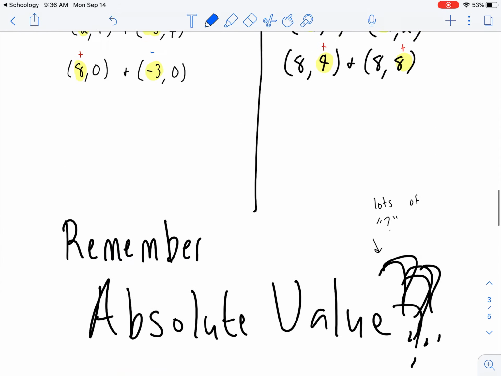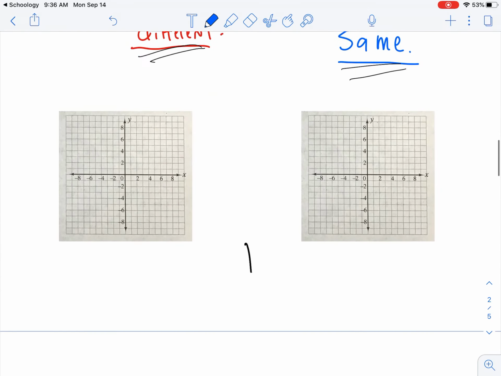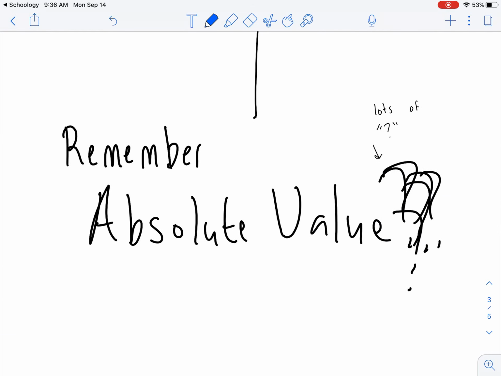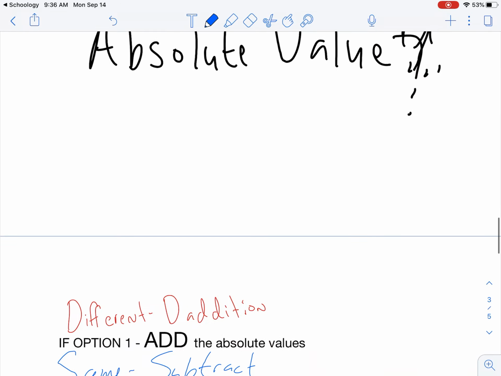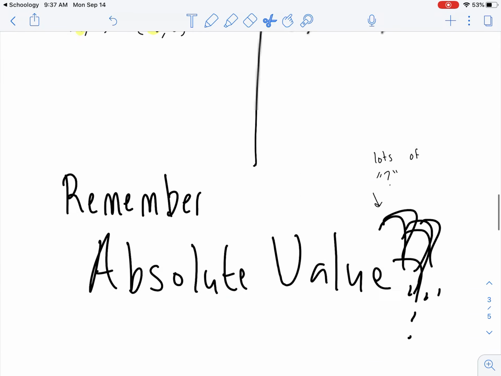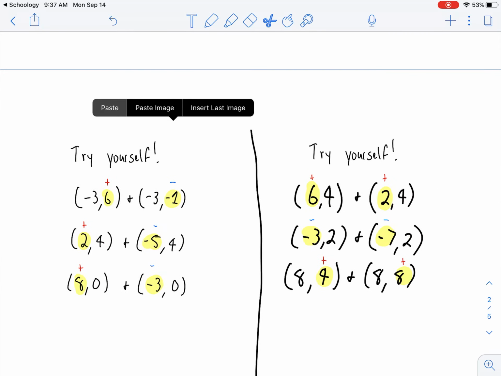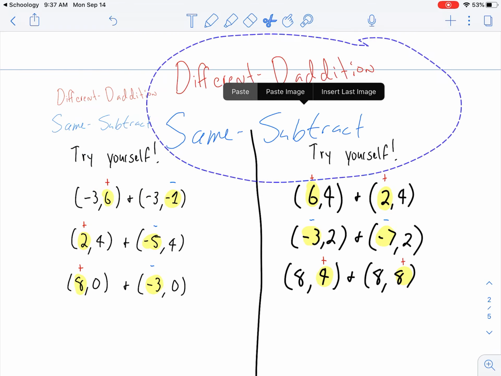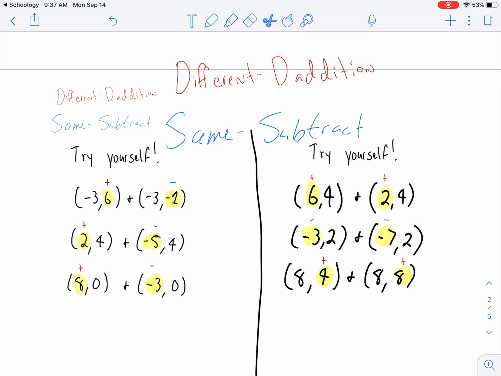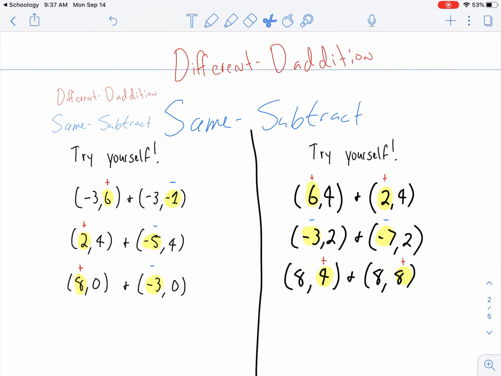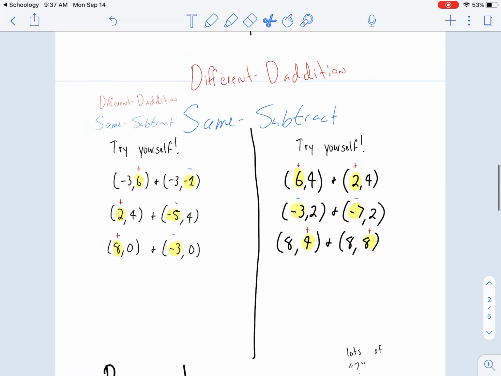Classwork down here. We're going to try it ourselves. Okay, so again, this is absolute values. Remember, absolute value, basically distance from 0. Everything is positive. So what you are going to look for, I'm actually going to grab this right here and bring it up here. Okay, so different, addition, same, subtract. And what we're looking for here is these.